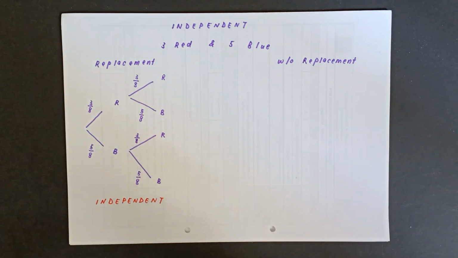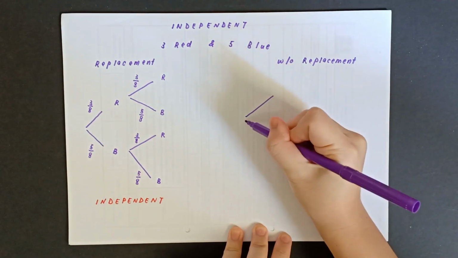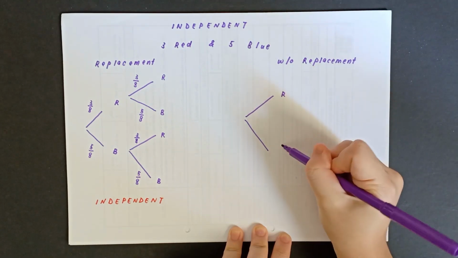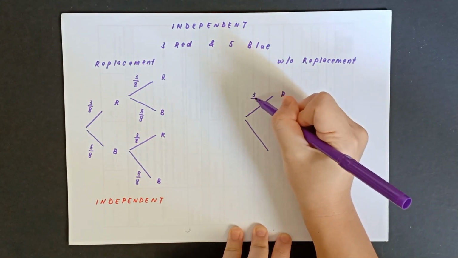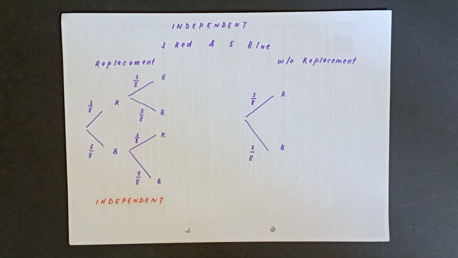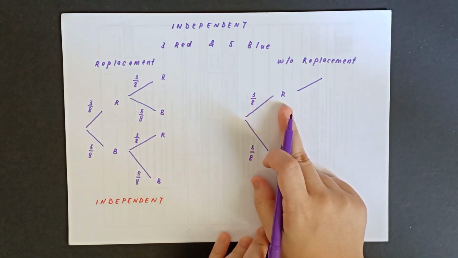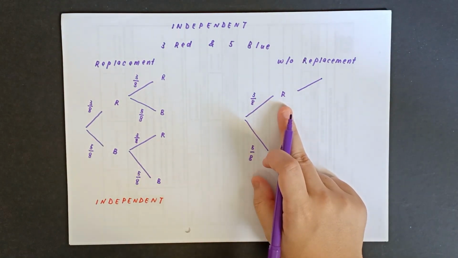Okay, how about without replacement? Without replacement, the first time I do it, it will be red and then blue, and it's still the same 3/8 and 5/8. Then what happens when I move on to the second stage? Because I do it without replacement, what I got in the first stage is going to affect my second stage. Meaning that if the first time I get a red one, how many red balls do I still have inside the box?